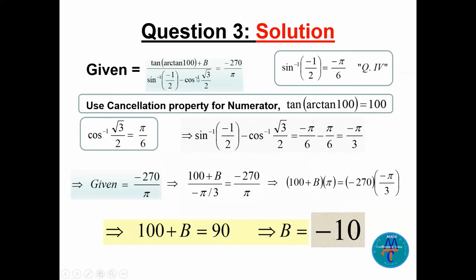Now, from the given, all this is equal to minus 270 over pi. So I will write 100 plus b divided by the denominator minus pi over 3 is equal to minus 270 over pi. So cross multiply now: 100 plus b times pi is equal to minus 270 times minus pi over 3. So the pi will be cancelled, the minus will be cancelled, 270 over 3, when you divide you get 90. 100 plus b is equal to 90, so take 100 to the other side, b is equal to minus 10.